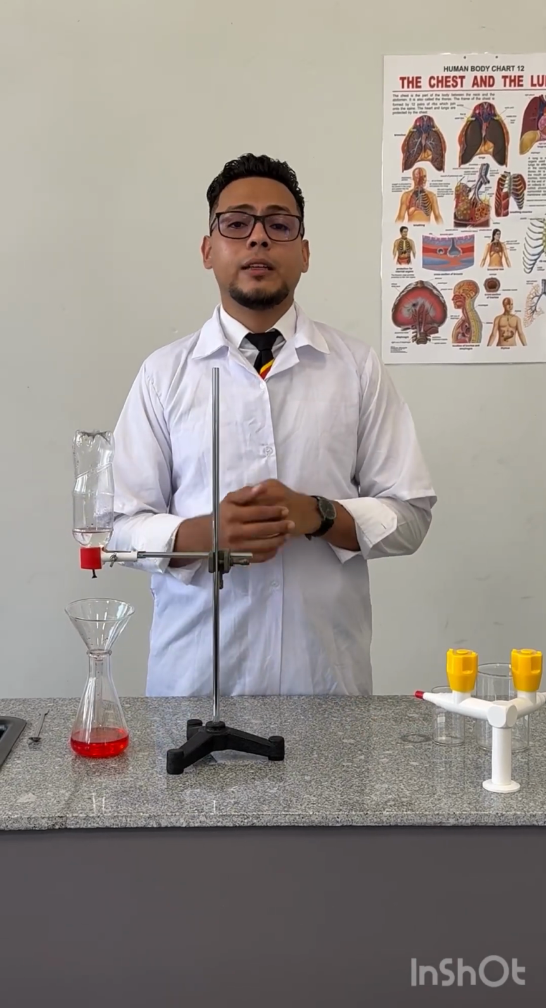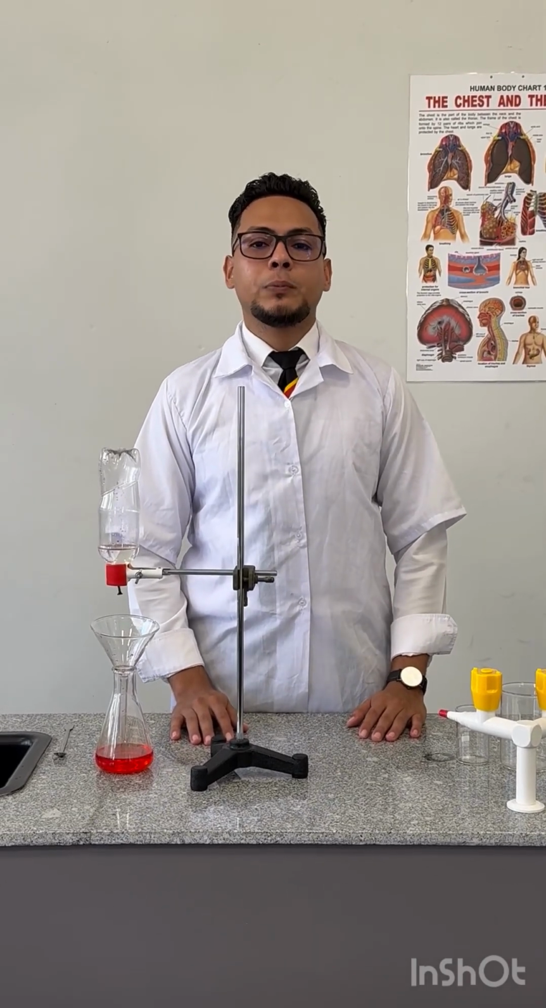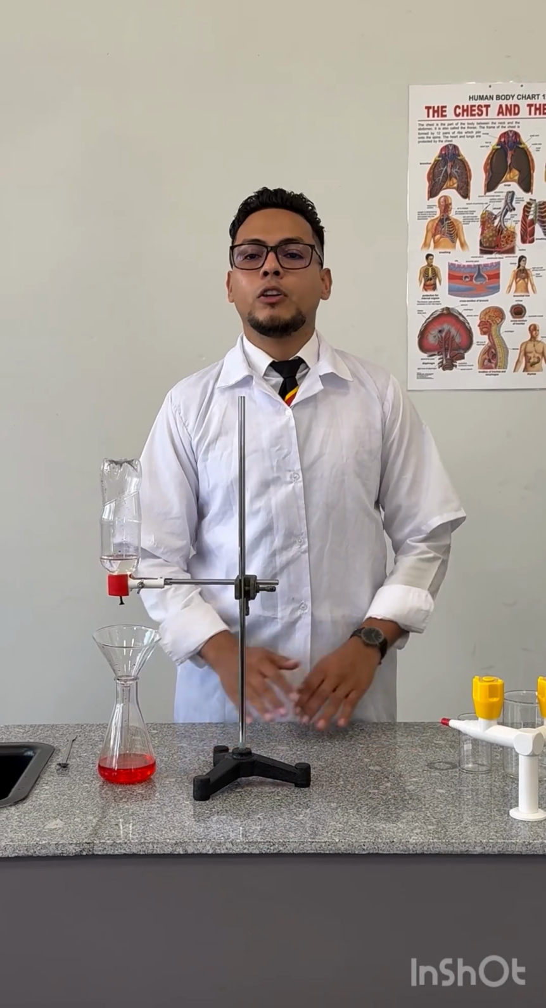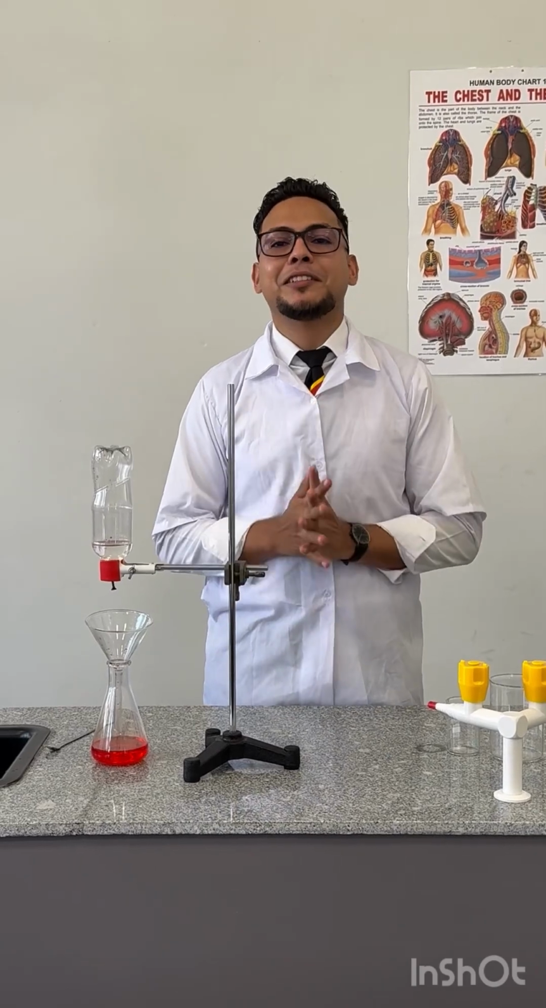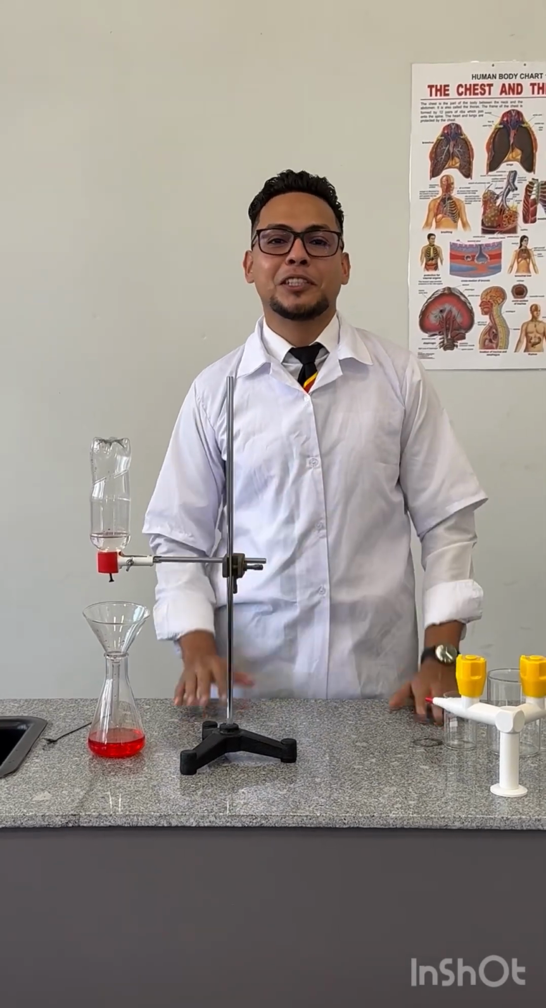Right? For instance, the separation of water and kerosene in this experiment is a physical change, as the two liquids retain their original properties after separation. No chemical reactions occur, and the process can be reversed by recombining the liquids. Right? So basically with this, we finished with our experiment.